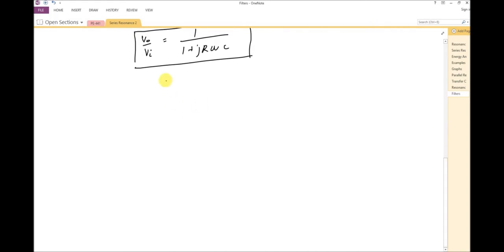Now if you look at this particular transfer function, this represents a simple pole. There is no polynomial in the numerator, so there is no zero in the transfer function. We only have a simple pole, that is a polynomial in the denominator. So the voltage gain of the low pass filter is actually a simple pole. Now what we have to do is find the break frequency or the cutoff frequency.